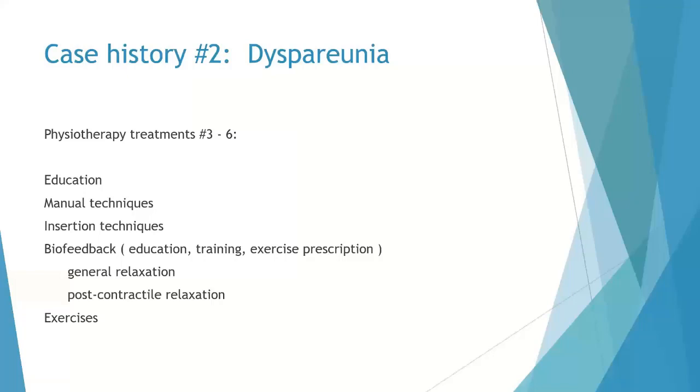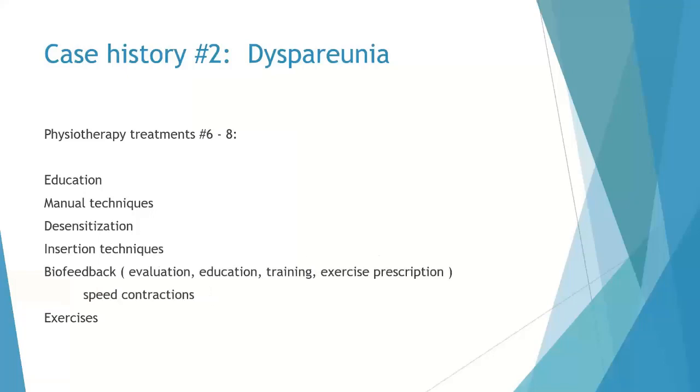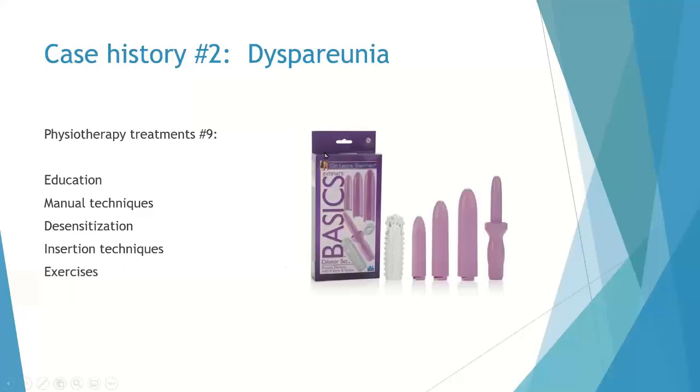Some of these patients with hypertonicity might even have a muscle that's so tight that they'll have pain even when they're not having intercourse, just from the tension in the muscle. Then the speed contractions are really important to work with these patients so that they can see whether they are able to relax their muscle quickly. So I just wanted to talk a bit more about the insertion.